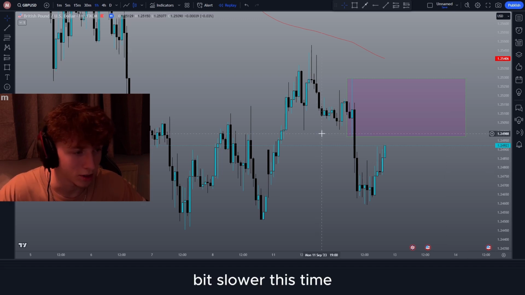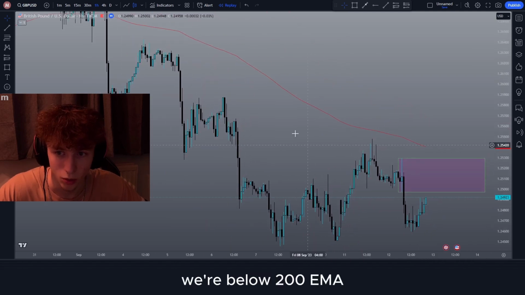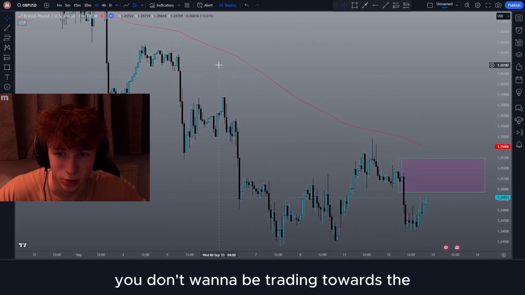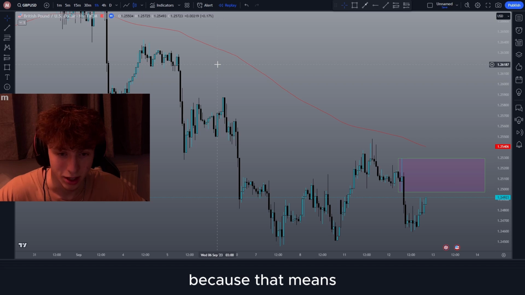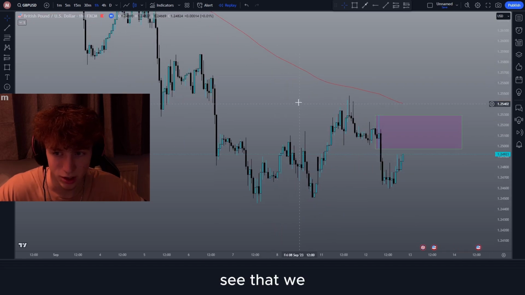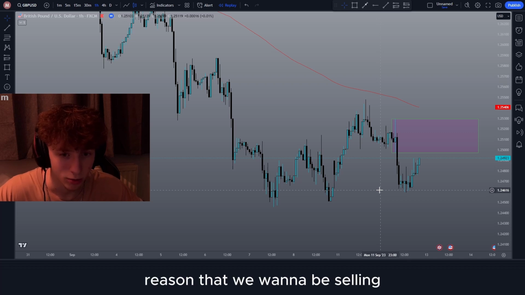I'm going to go for it a bit slower this time. So first things first, we're below the 200 EMA. You don't want to be trading towards the EMA typically, because that means you're trading counter trend. You can also see that we are breaking lots of structure to the downside, so that's another reason that we want to be selling rather than buying.